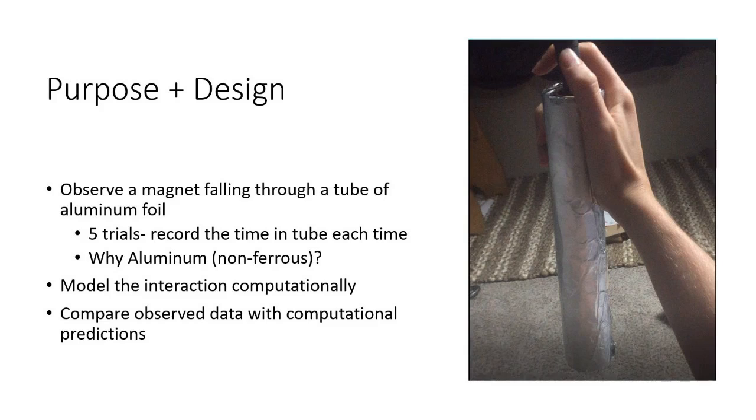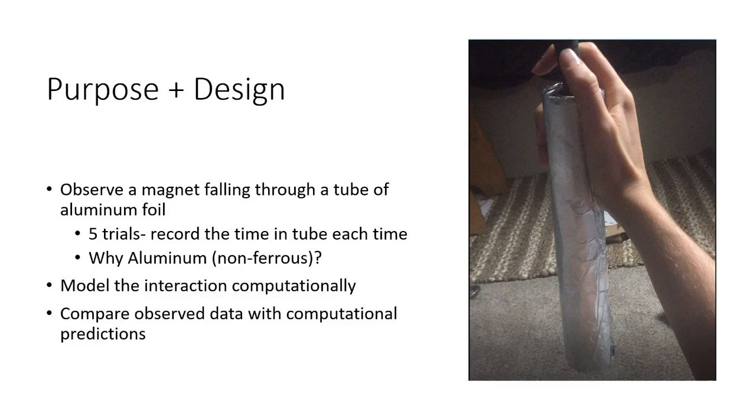So in this lab, the purpose was to watch a magnet falling through a tube of aluminum foil, and we took 5 trials to record the time it takes for the magnet to get through the tube each time. We used aluminum foil because it's a non-ferrous metal, which means that the magnet won't stick to the tube, and that's very important because that would mess up our lab completely.